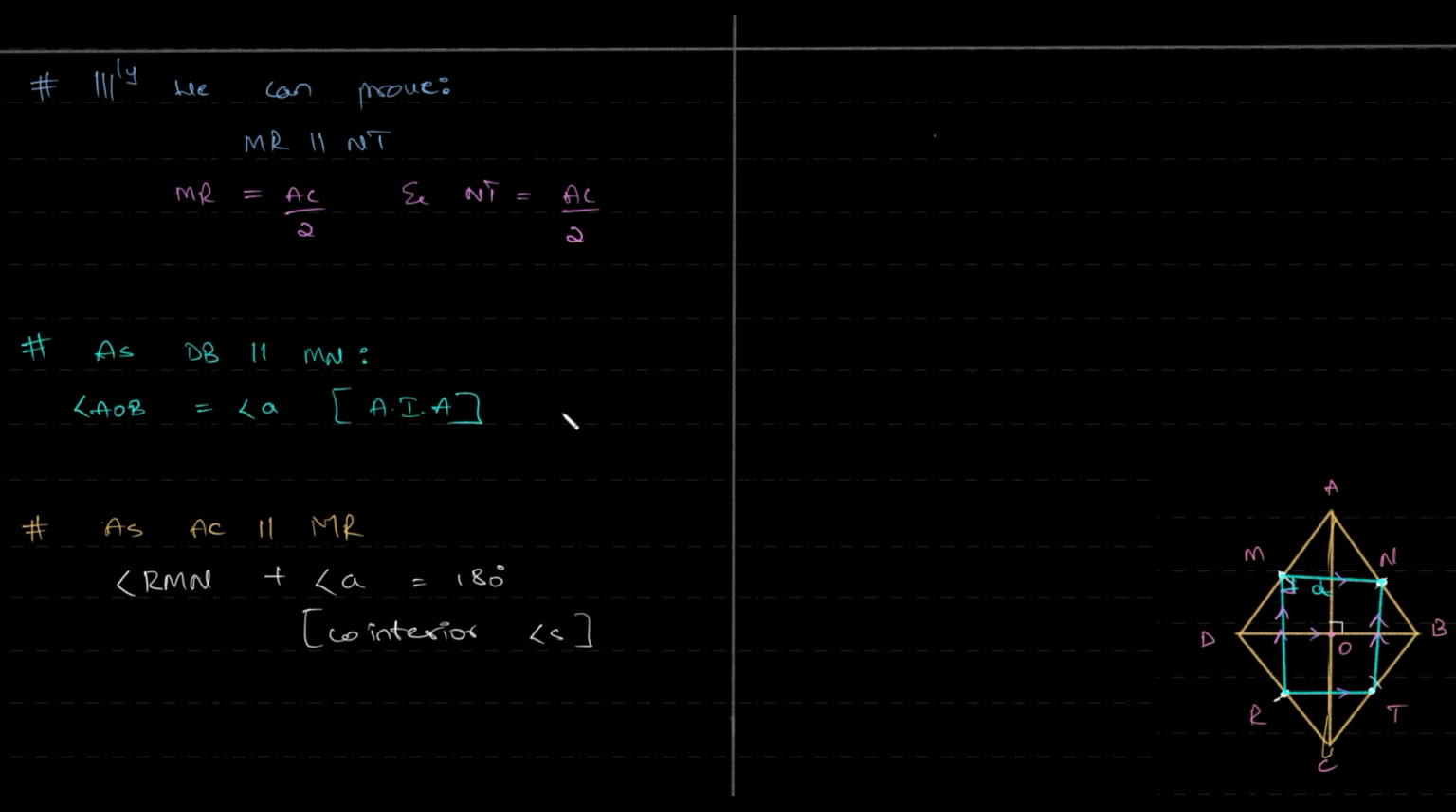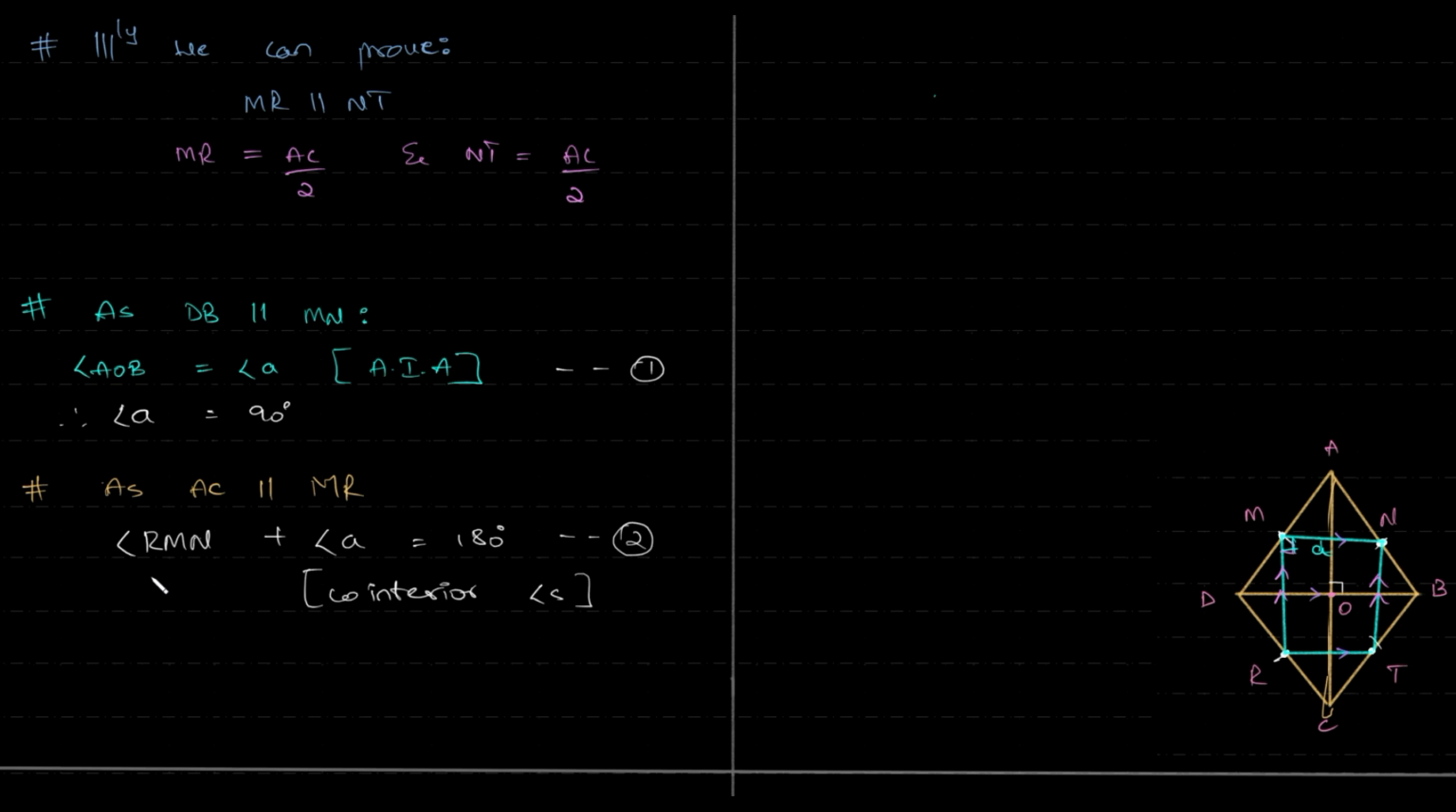And so from 1 and 2, what do we have? From 1 and 2, we can tell that, therefore, angle A is equal to 90 degrees. So what can we tell? Since this is 90 degrees, therefore angle RMN has to be 90 degrees. This is from 1 and 2.